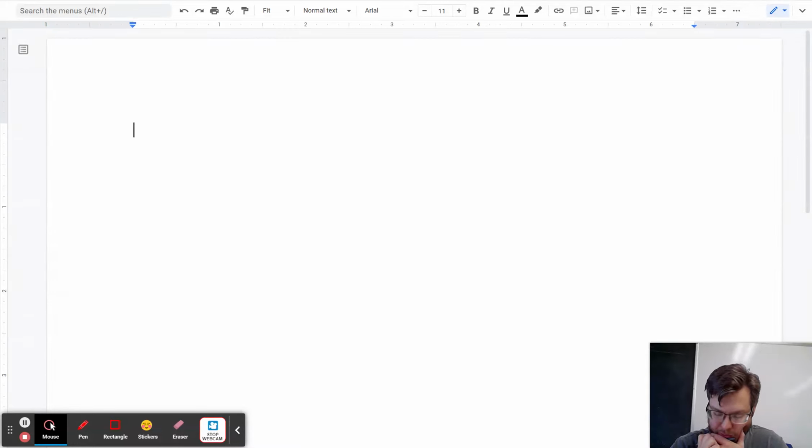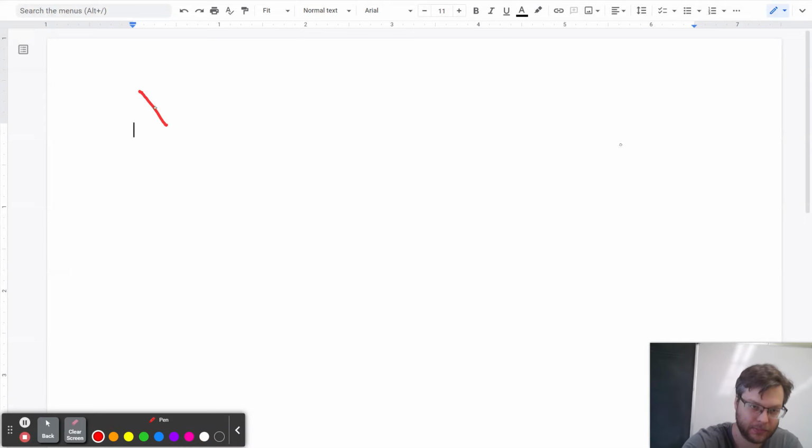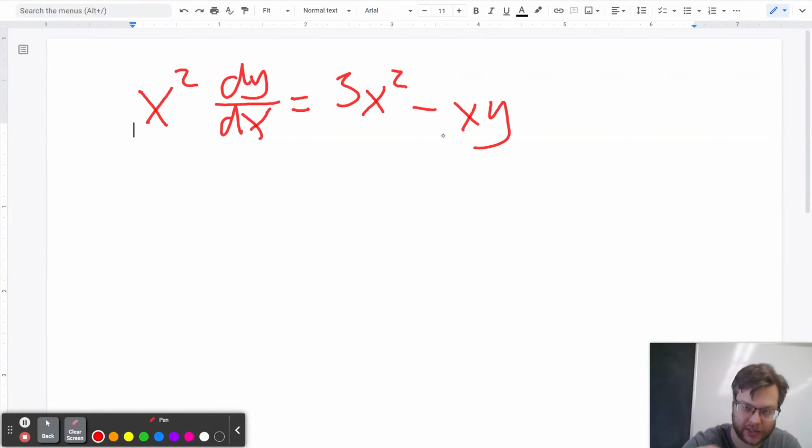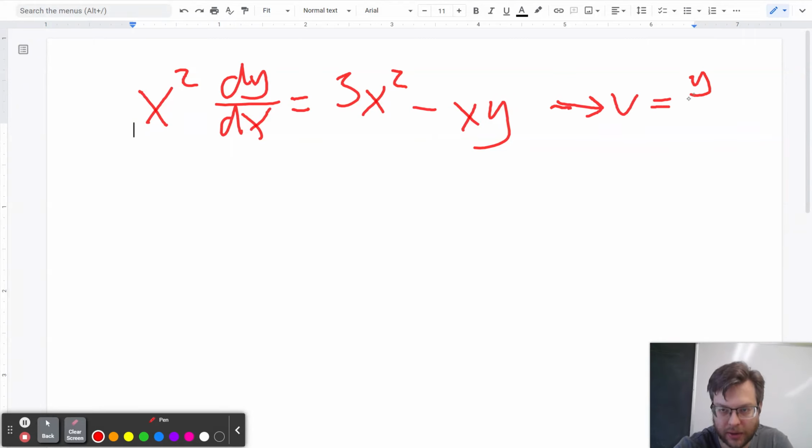All right, so I was asked to do a problem, a differential equation, and the problem looks like this. x squared dy/dx equals 3x squared minus xy. And they were nice enough to tell us to use the substitution that v is equal to y over x. So that clue tells us what direction to go in. Without that clue, it might have been tricky to recognize this as a homogeneous differential equation. But the book provides you with this clue.